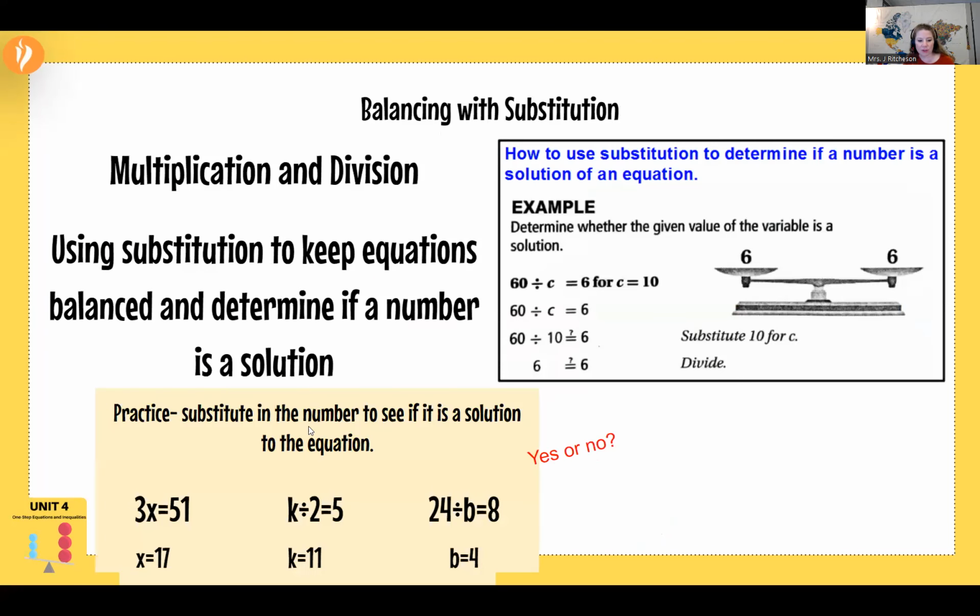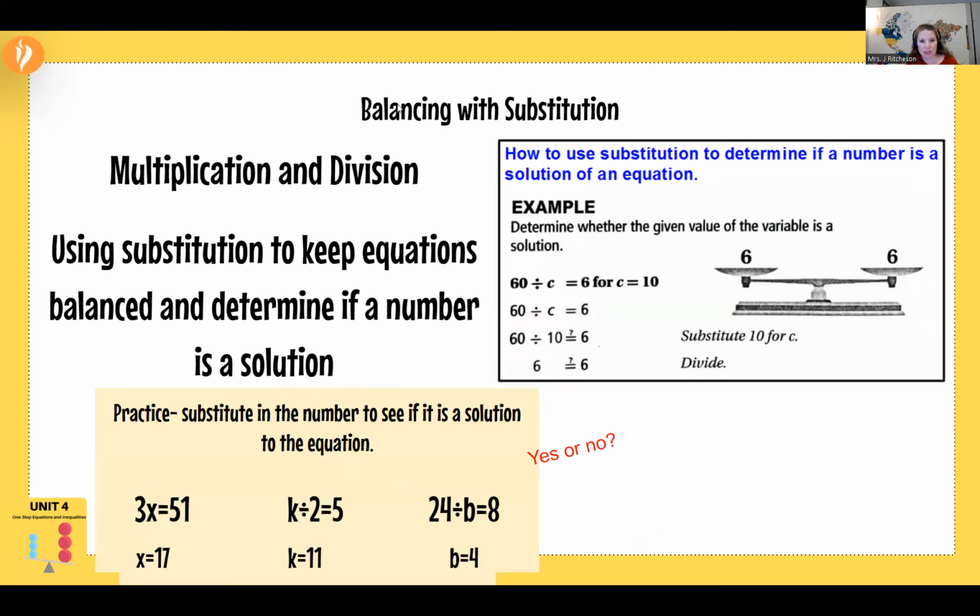All right, so once again, you guys solve these multiplication and division problems. 3x means literally 3 times x. So I want you to substitute each value and see if the answer is yes or no. Do that on your own.